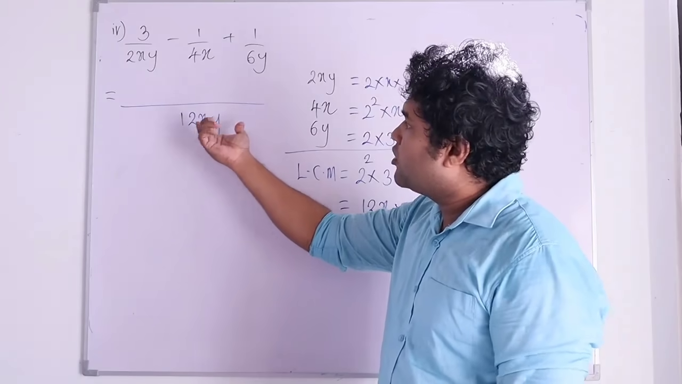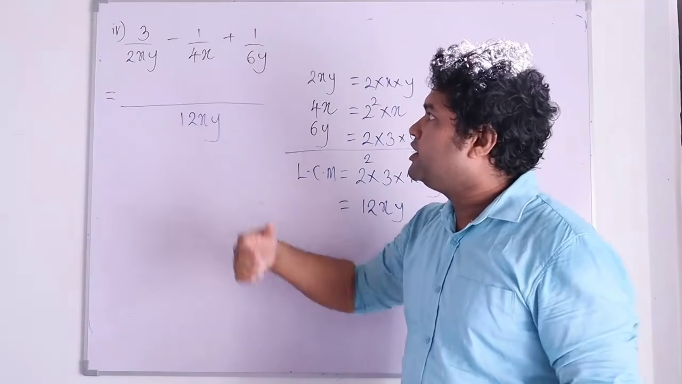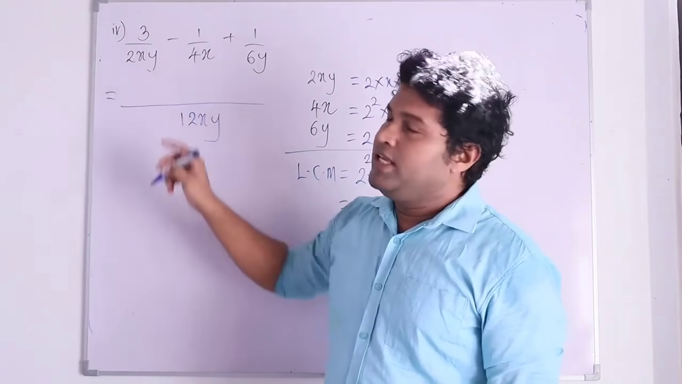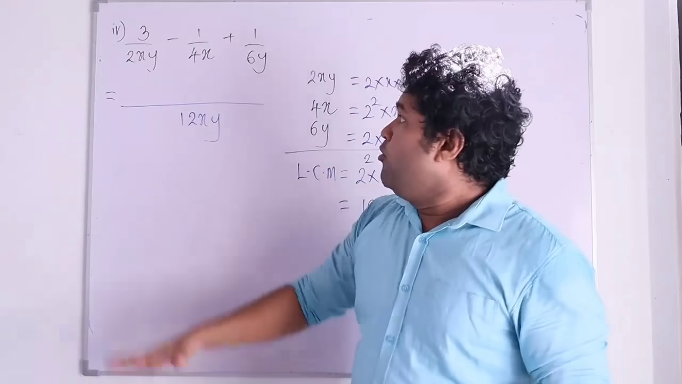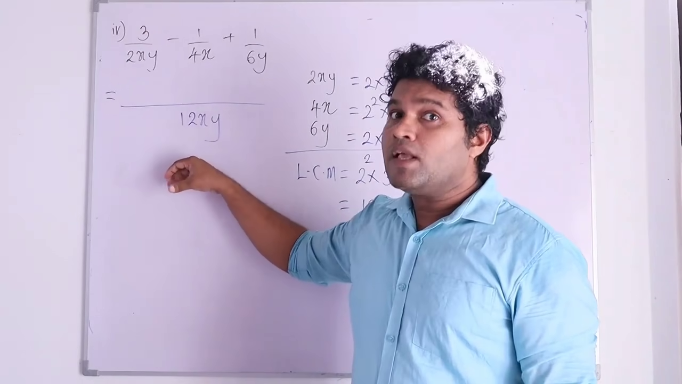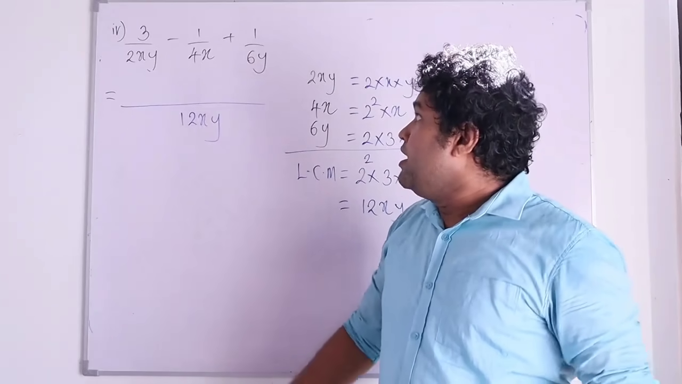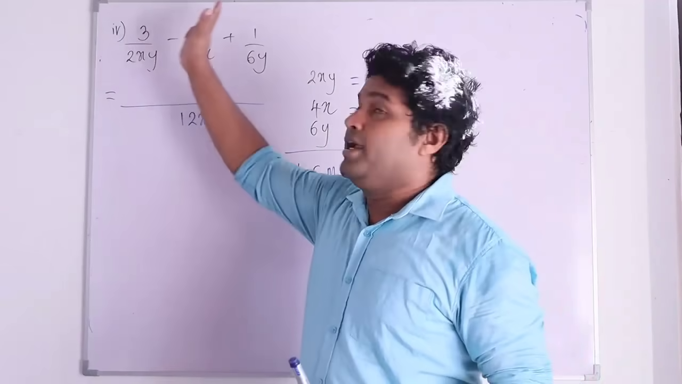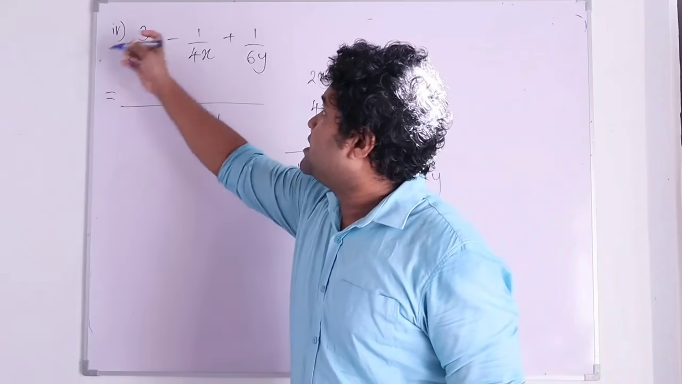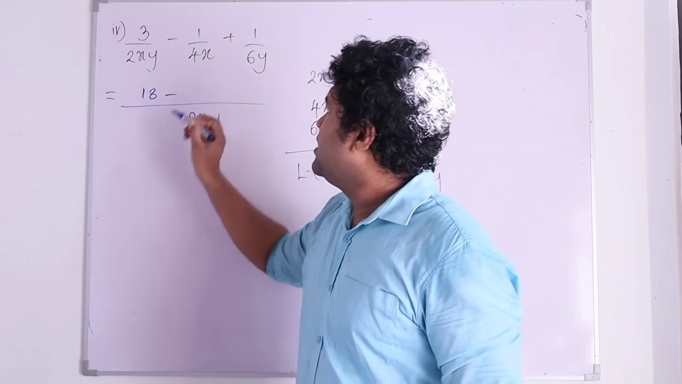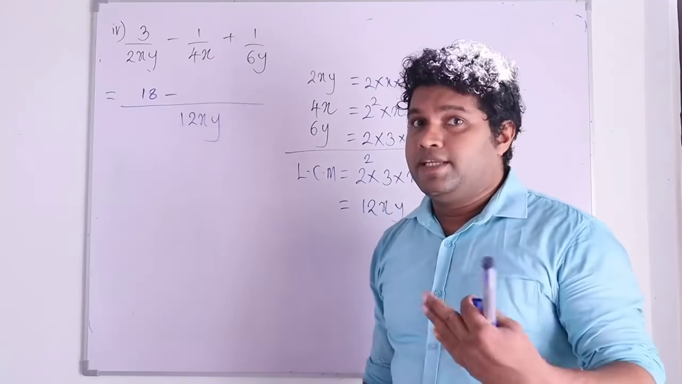However, this common denominator is always going to be larger. Considering 2xy and 12xy, how many times have they been enlarged? 6 times. Therefore, if the denominator is enlarged by 6 times, you have to enlarge the numerator by 6 times. 3 times 6 will be 18. Minus doesn't change, minus is minus.